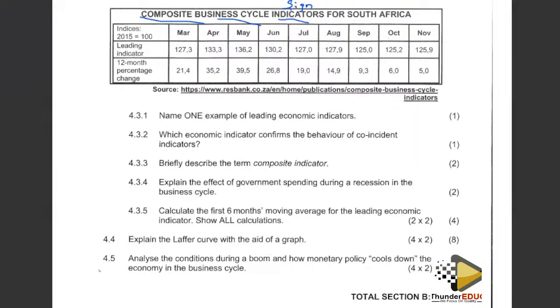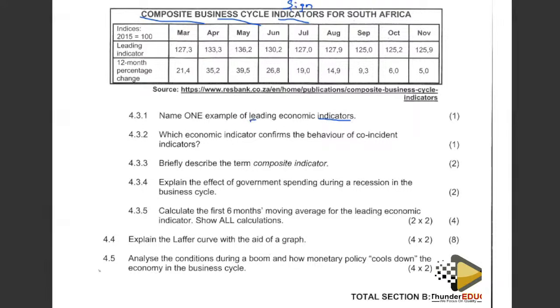Okay, right. The first question under 4.3, which is 4.3.1, reads as follows: Name one example of a leading economic indicator. Remember, I said whenever we talk of an indicator, we refer to a sign that can show us where the economy is heading.